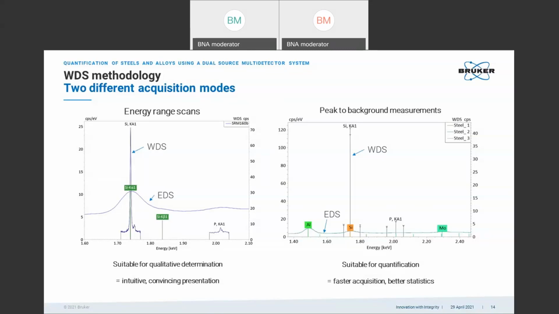That is obvious. On the right-hand side, we see the second acquisition mode. This is peak to background measurement. So we are just measuring 3 points, one on the top of the peak of the element, and two positions to either side of this peak to determine the background. This is what is needed for a quantitative measurement, and this is much faster, clearly. So we can spend all the time on just 3 points instead of spending all the time on all the points with a range scan.